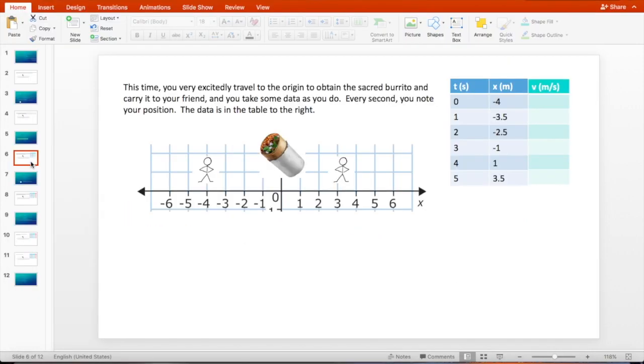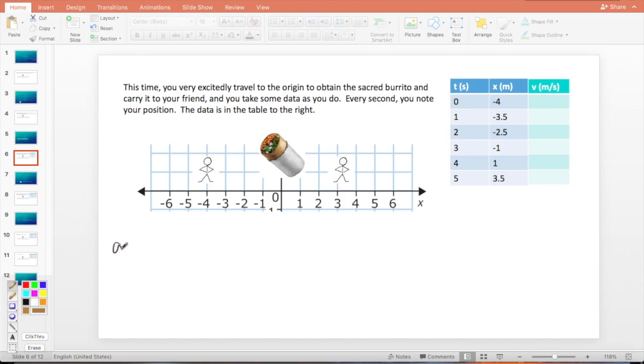Another little example for us. Very excitedly travel to the origin to obtain the sacred burrito and carry it to your friend. And as you're going, you take some data. Let's look at the data. It looks like this time, every single second, you are noting your position in meters.